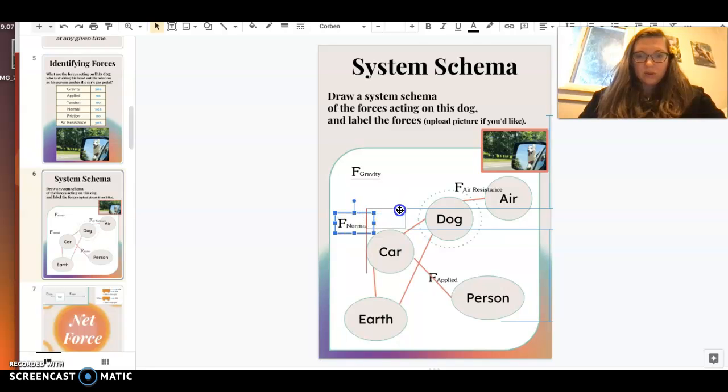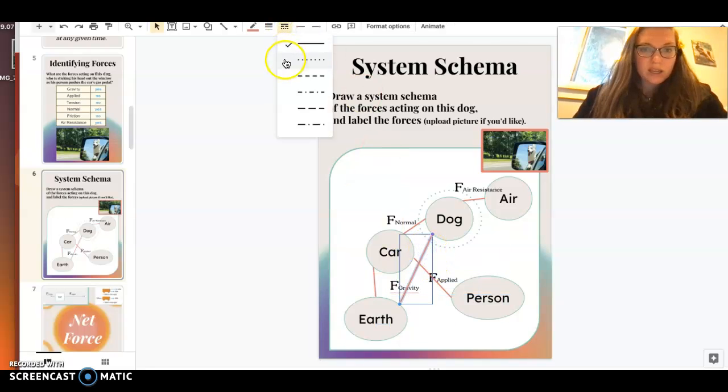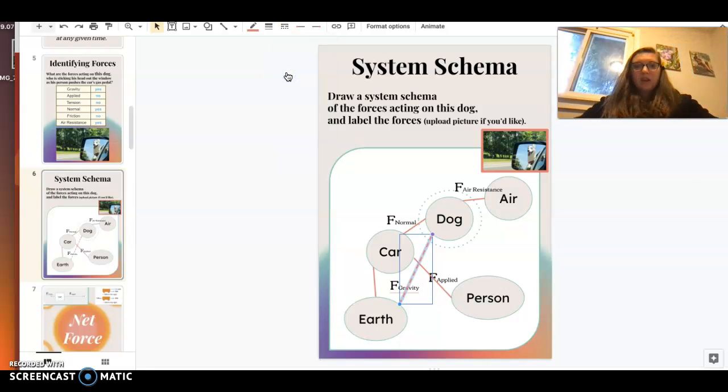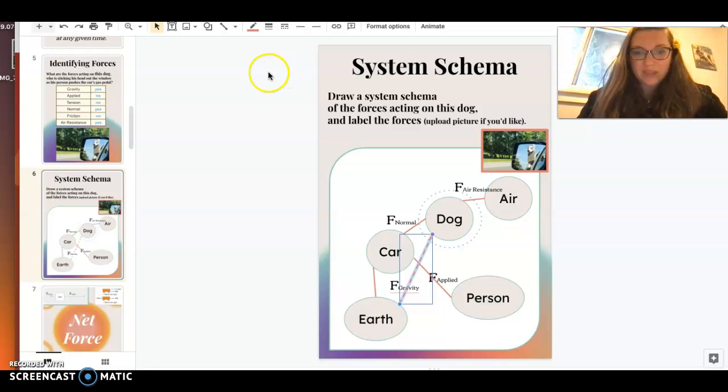There is a normal force between the car and the dog, that support force that's holding it up. And there's a force of gravity between the dog and the earth. Now, one thing I didn't do yet that I'm going to do real quick is make that force of gravity shown as a dashed line, because that's what you're supposed to do since it's a non-contact force, right?